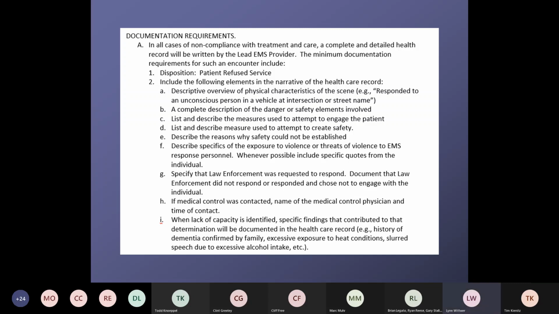When lack of capacity is identified, lack of capacity means that the patient cannot make a choice, cannot give informed consent. That means that if the patient is clearly psychotic, clearly intoxicated, clearly under the influence of drugs, and cannot give informed consent, or clearly has had a head injury and cannot give informed consent, that is what we mean by lack of capacity.